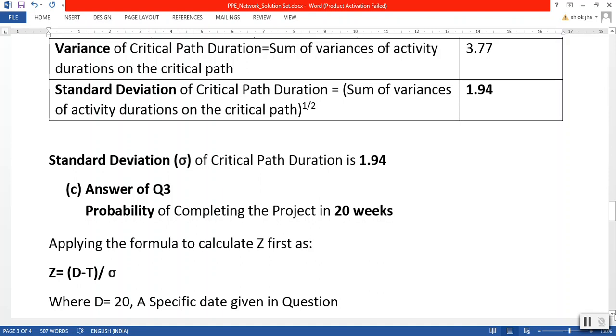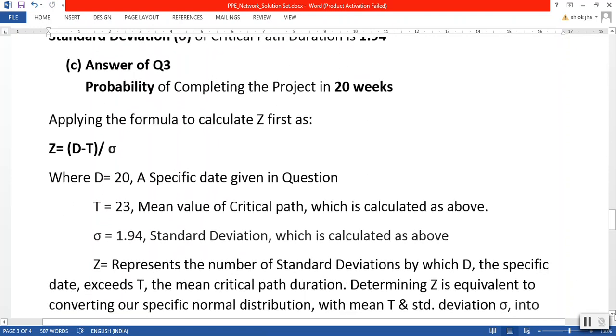Now, for answering question 3, to find the probability, we will apply the Z formula. Z is equal to D minus T, whole divided by delta. Now it is interesting to understand what D is and what T is. D is 20, meaning D is a specific time given in the question for which we need to find out whether the project can be completed, and if so, what is the probability thereof. So D is equal to 20, given in the question.